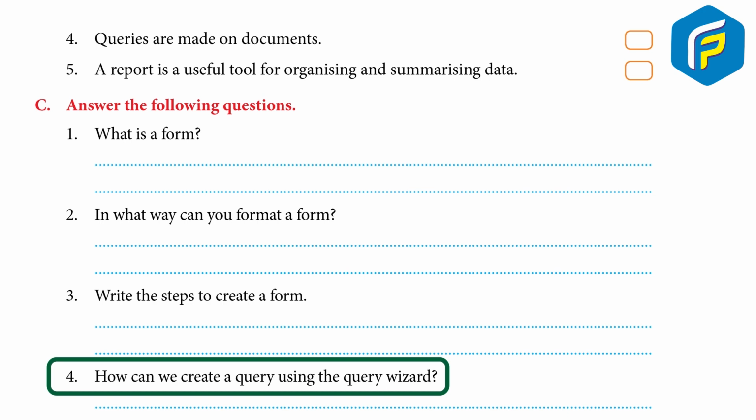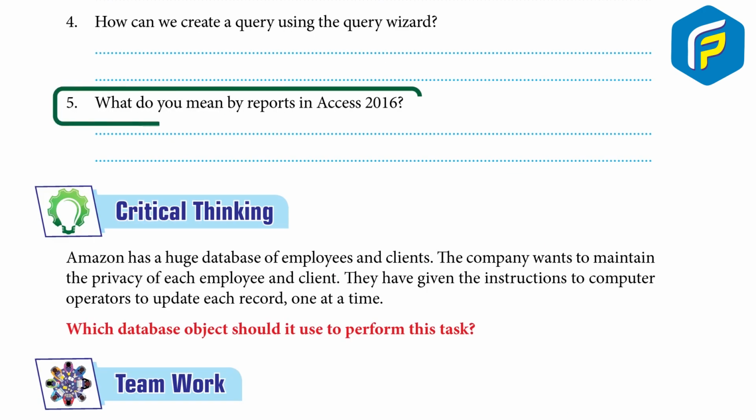3. As illustrated below, the wizard will now ask us to choose the query table and the field inside it that we want to include in the query. 4. We will be asked to enter the query title in this final step. 5. What do you mean by reports in Access 2016? Answer: a report is a useful tool for organizing and summarizing data which can be created exactly the same as we have created the form. A report can be created exactly the same as we have created the form.